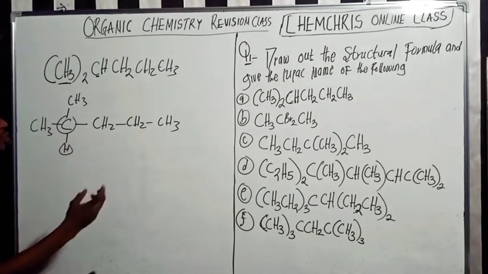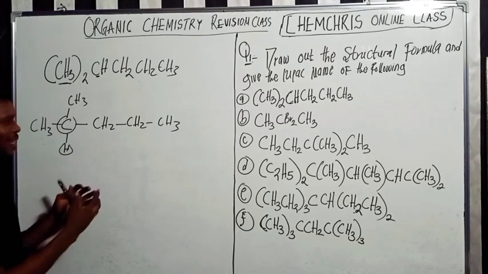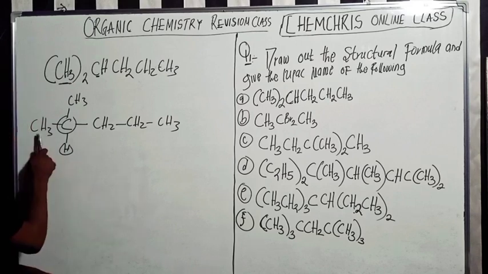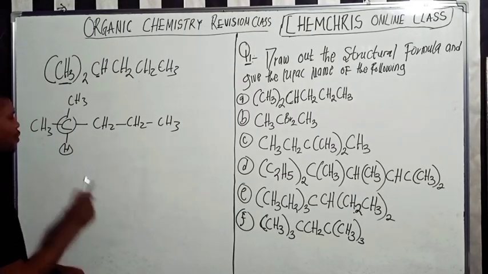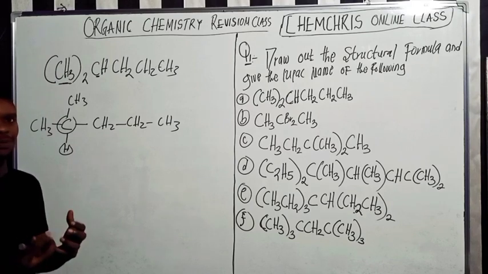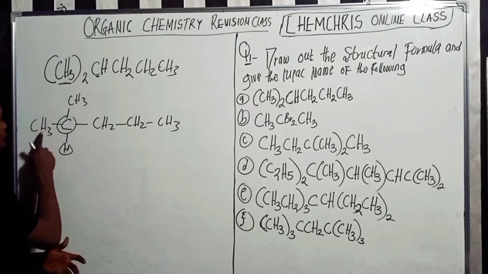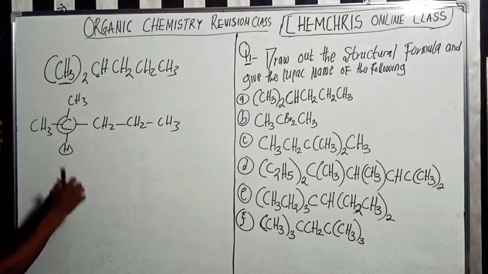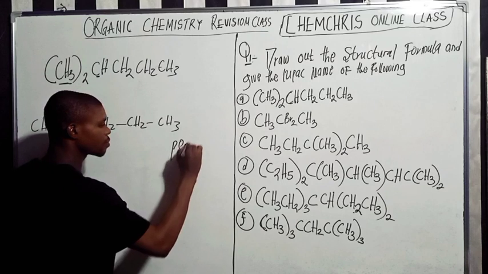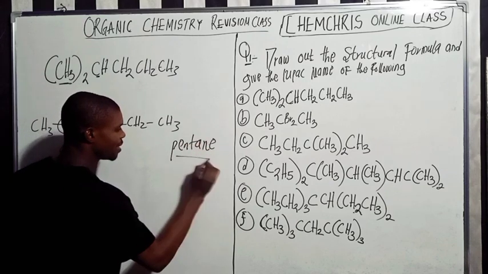Now one of the rules in naming organic compounds, or alkanes, is to take the longest continuous carbon chain. So 1, 2, 3, 4, 5. Do you understand? Now they're all single bonds, so the parent name is what? It is pentane.